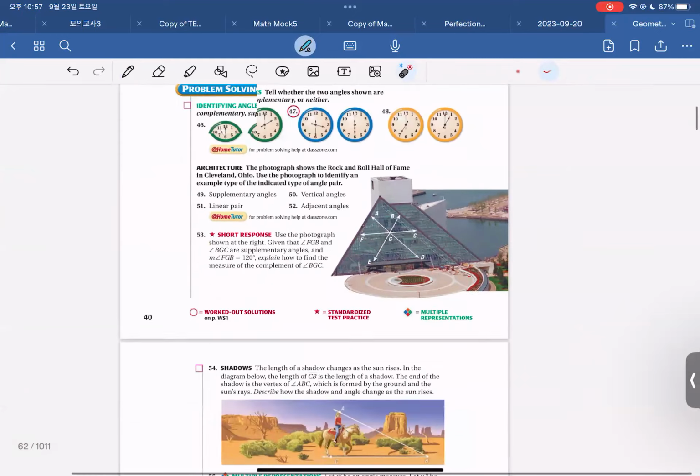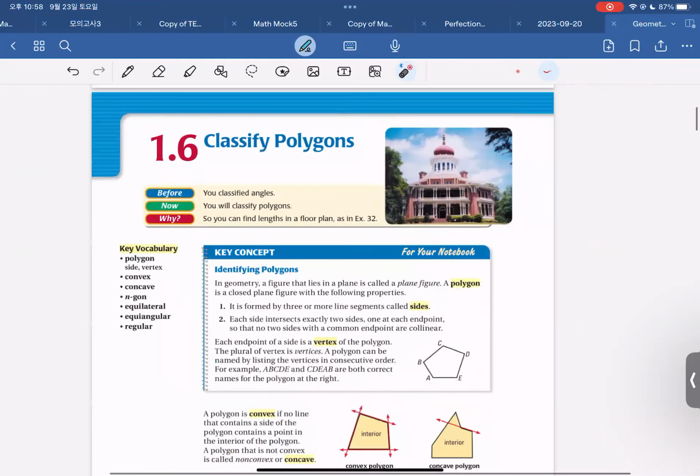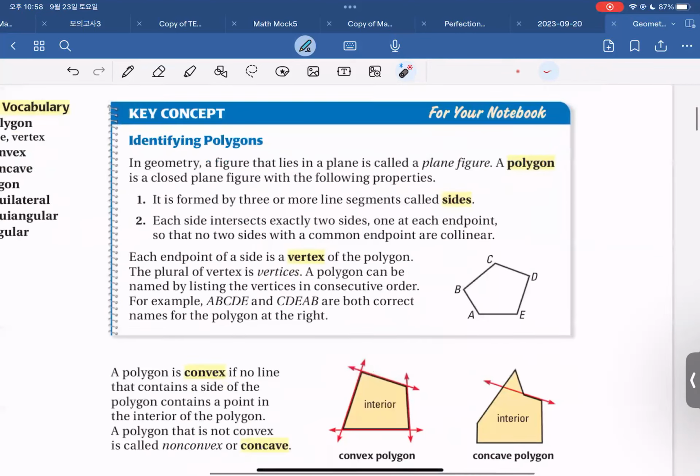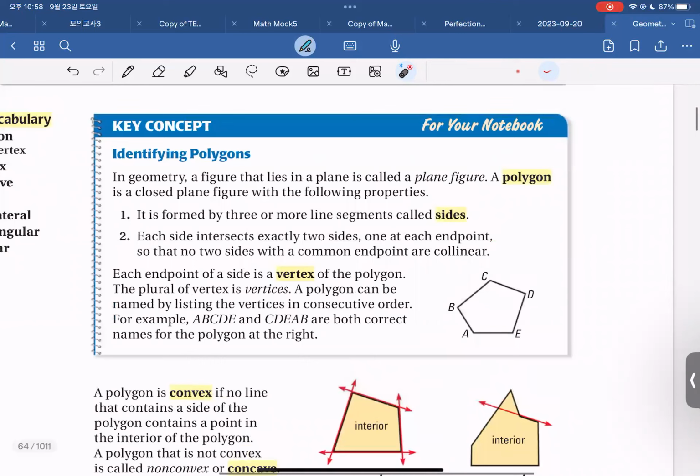Now let's move on to section 1.6 on classifying polygons. First, you have to know what polygons are, right? Let's look at this key concept, identifying polygons. In geometry, a figure that lies in a plane is called a plane figure. Basically, they're on a plane. So anything like a triangle, a circle, or a rectangle would be a plane figure. And a polygon is a closed plane figure with the following properties.